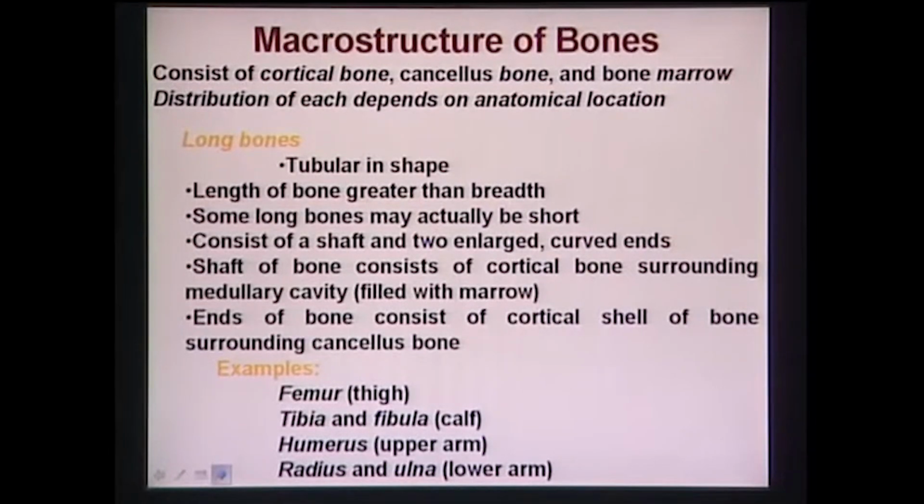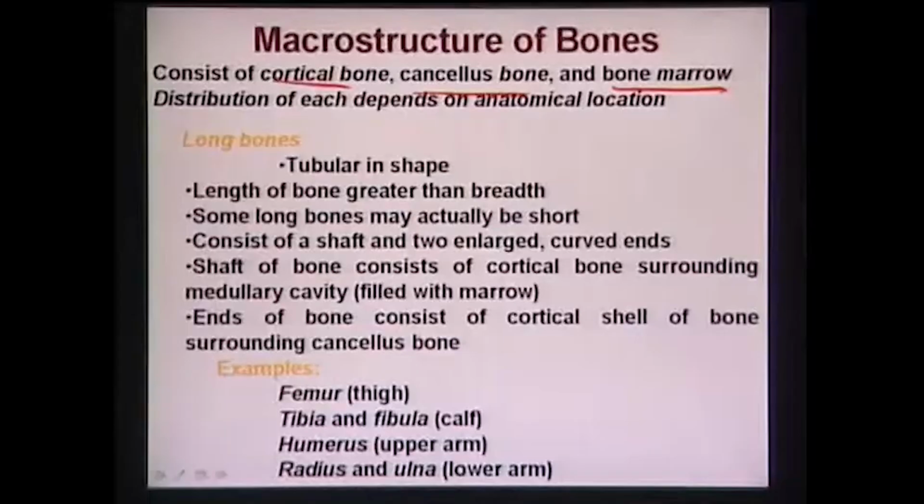Now let us see the different examples of bones based on their shape or size. These typical bones consist of cortical bone, cancellous bone and bone marrow. I think in one of the earlier lectures I mentioned that cortical bone is the outer surface of the bone, which is very hard and strong. Cancellous bone is the porous structure, also called trabecular bone. Porous structure means the properties are inferior compared to the cortical bone.